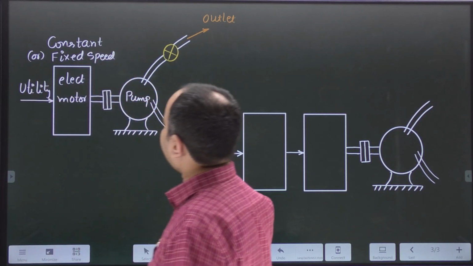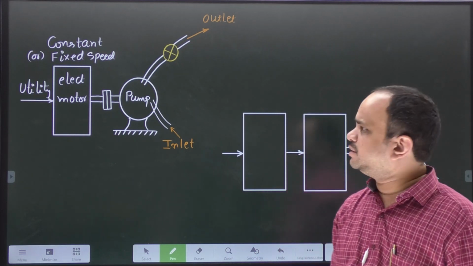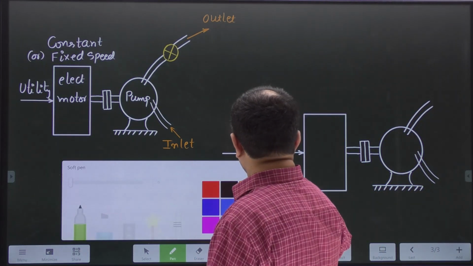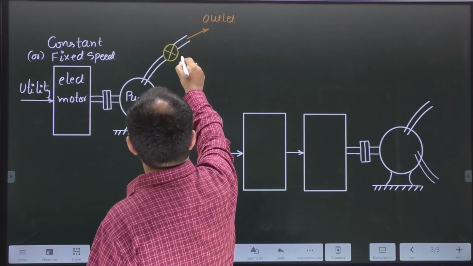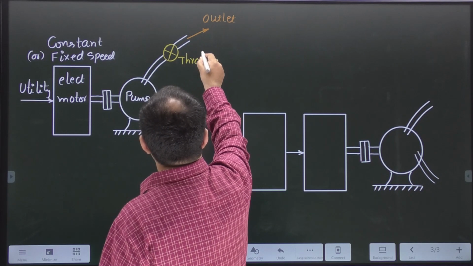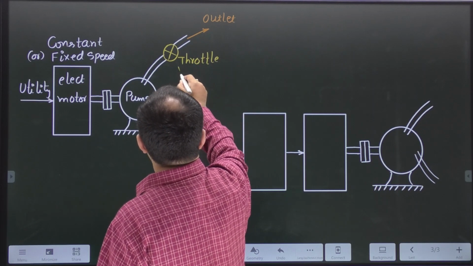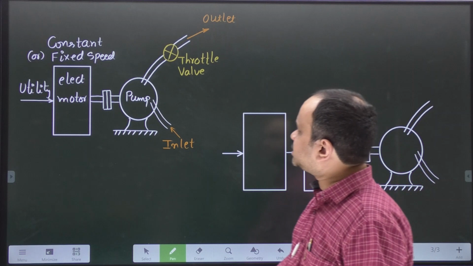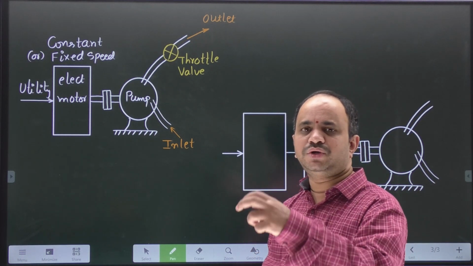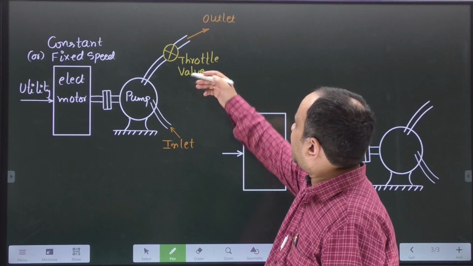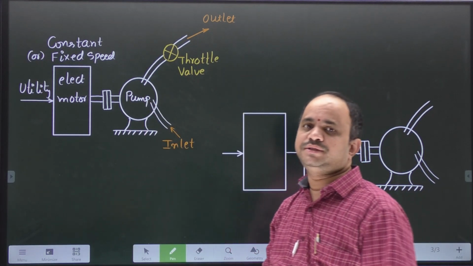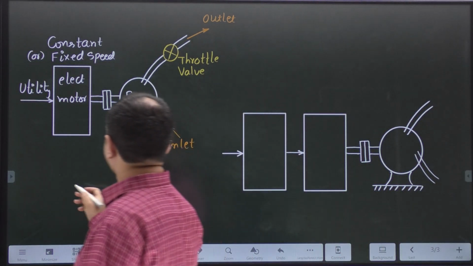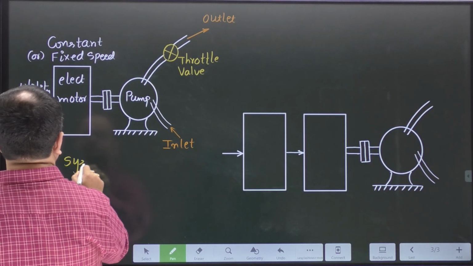Now the question is, when the motor is operating at a fixed speed, how can we control the flow at the outlet position? For that, there is a mechanical system called a throttle valve. By adjusting the valve position, either completely closed or completely open, we can adjust the flow at the outlet. Let me call this system 1.